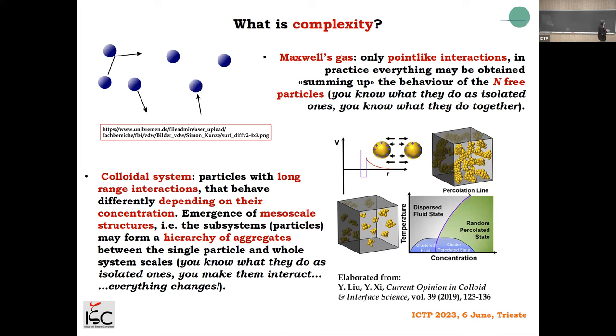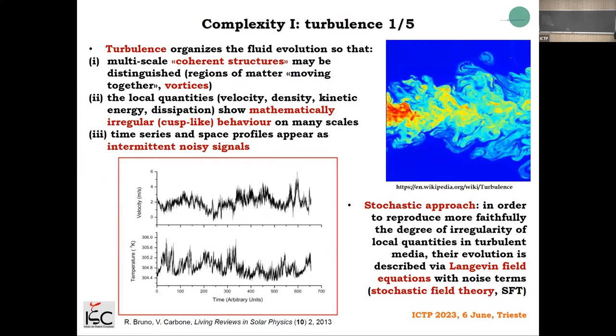Now, this produces a hierarchy of aggregates between the single particle and the whole system scales, giving rise to behavior that is not predictable a priori if you ignore interactions, unlike in the case of the Maxwell gas. So what one may say now is, you know what they do as isolated ones, you make them interact and everything changes. And this is the essence of complexity, the emergence of things that you couldn't expect if you didn't take into account the interactions.